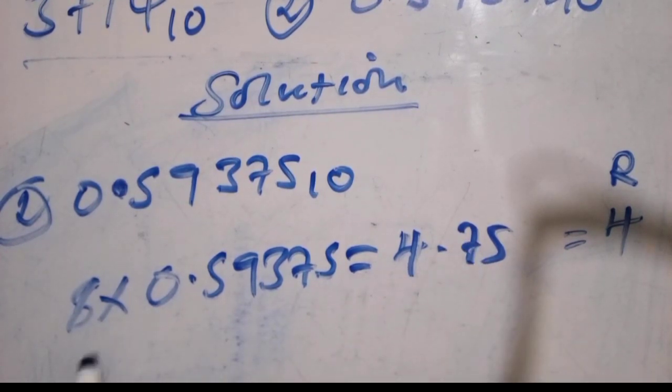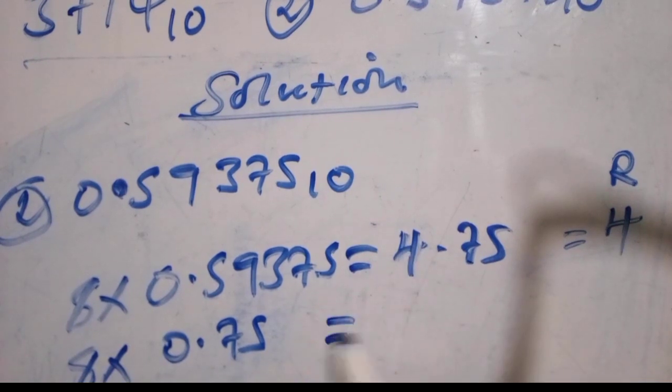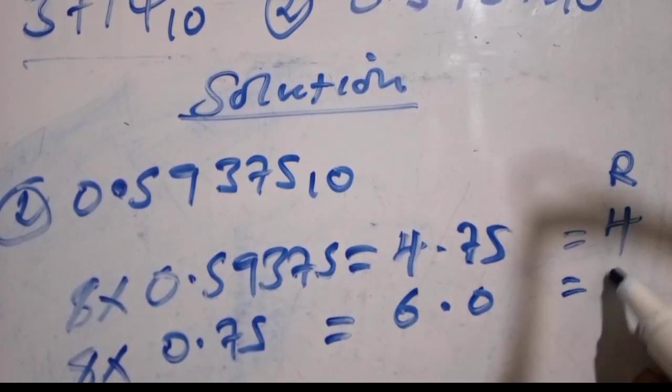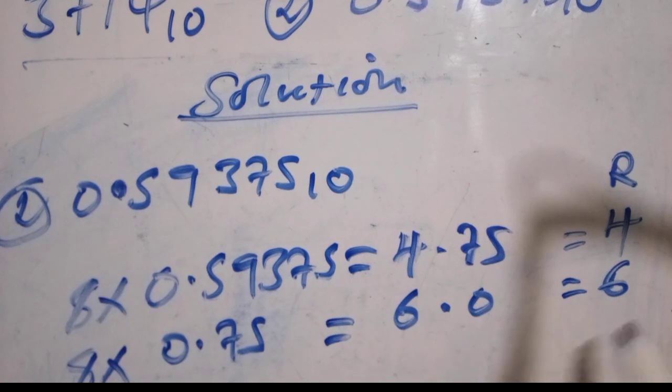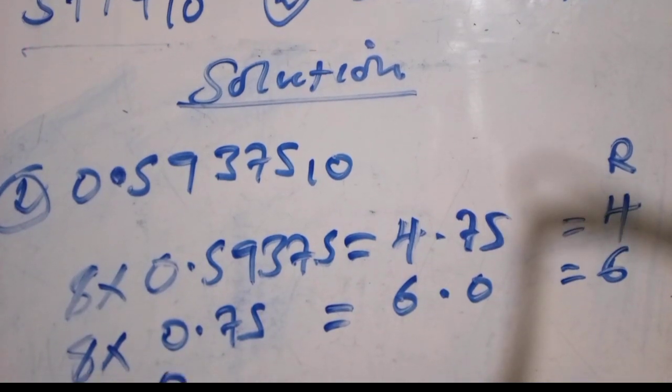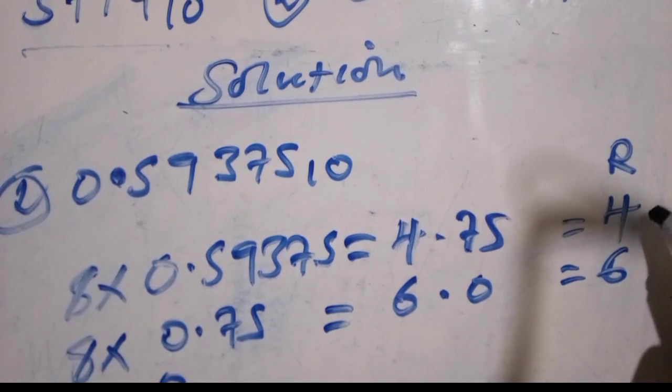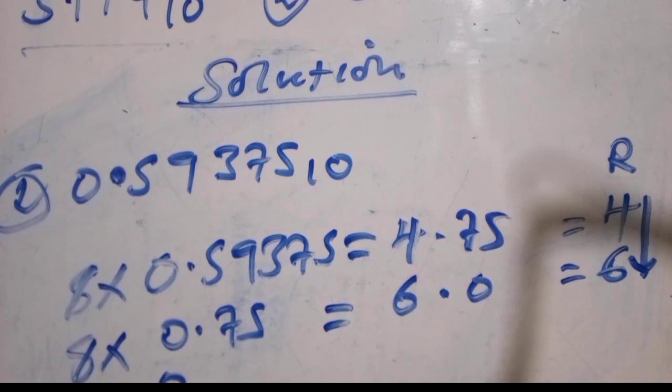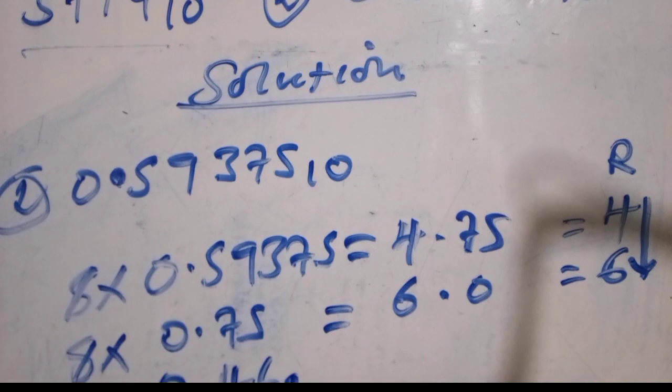Then we are going to multiply 8 by 0.75, because we have removed the 4. This gives us 6.0. So 6 is our remainder here. And this is where this question ends. When getting the numbers, you start from up going down. It's different from the one I did at first. So it will be 0.46 to the base 8. So we have taken it to base 8.